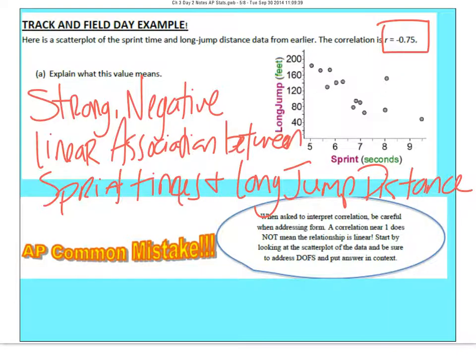Now, I think it's important to point out the AP common mistake, and it says here that a correlation near 1 does not mean the relationship is linear. You must start by looking at the scatter plot of the data to be sure that DOFS should be addressed accordingly. Be very careful if you have a free response question and they ask you this and you do not have a graph of the data, but you just have the ordered pairs. Plot the data first as a confirmation that you do see somewhat of a linear pattern.